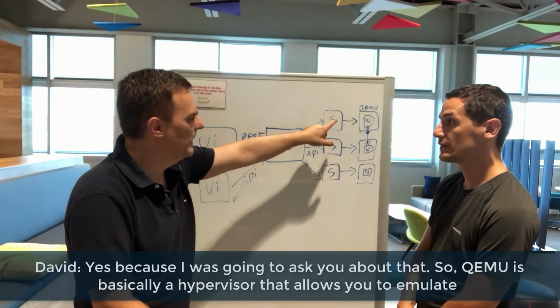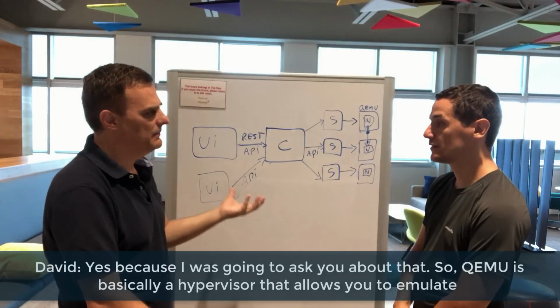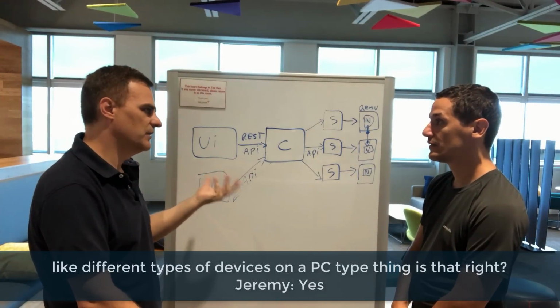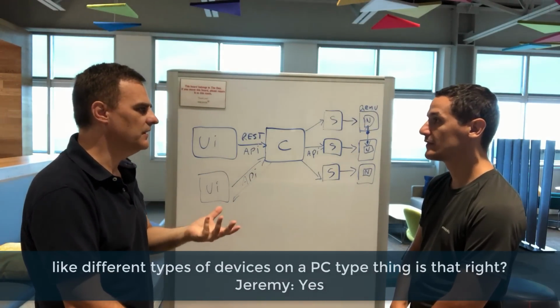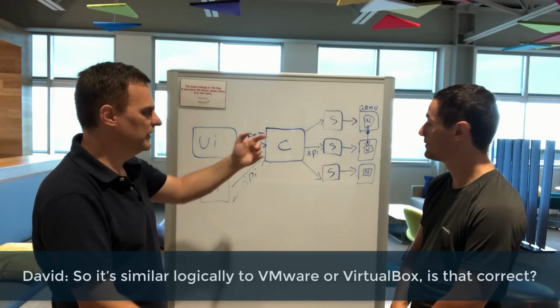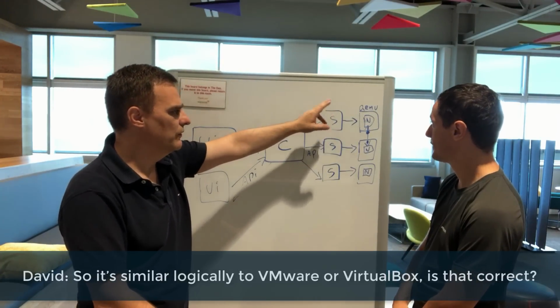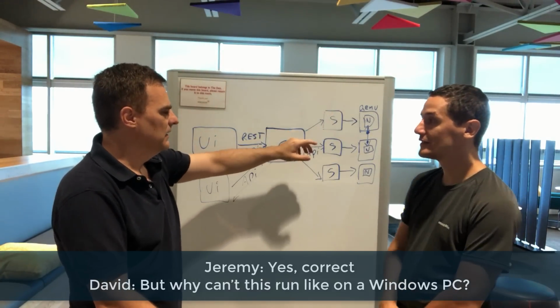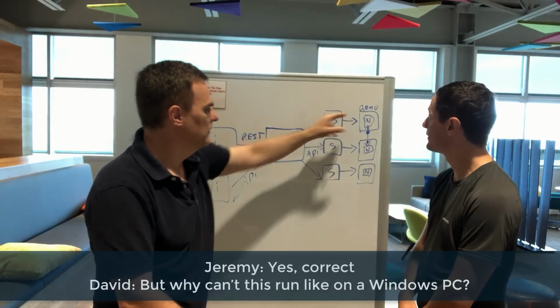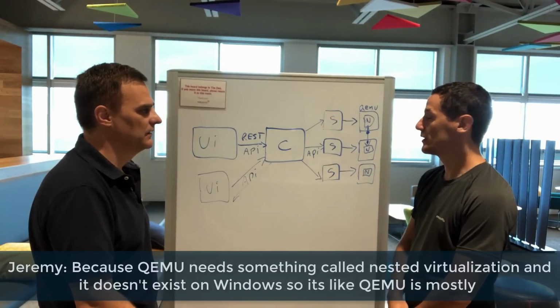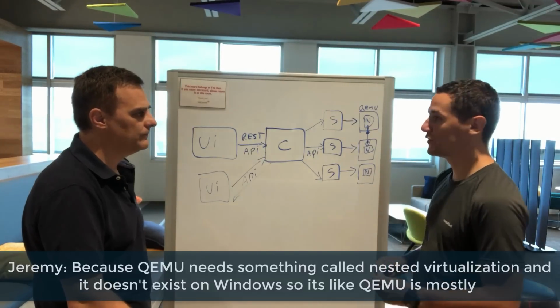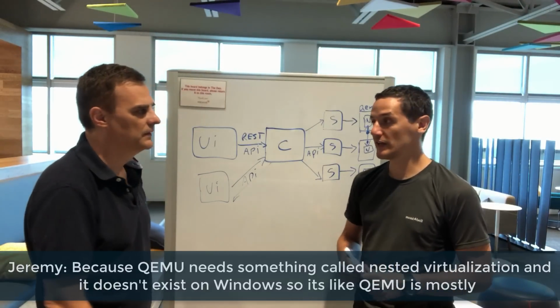So QEMU is basically a hypervisor that allows you to emulate different types of devices on a PC type thing. Is that right? Oh yes. So it's similar logically to VMware or VirtualBox. Is that correct? Yes, correct. But why can't this run on a Windows PC? Because QEMU needs something called nested virtualization.